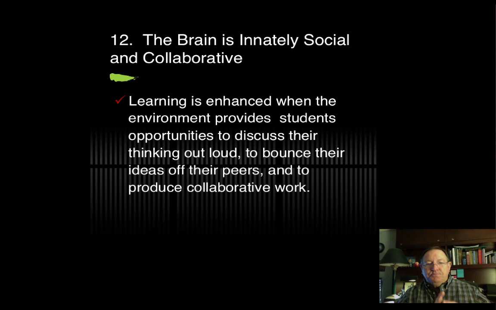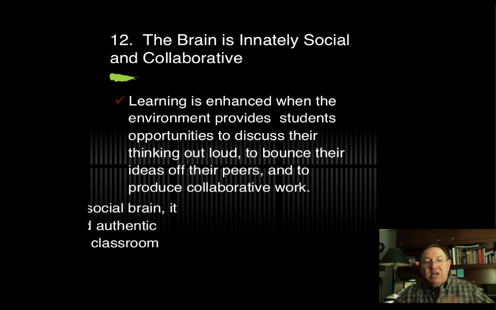The brain being social means that we need to provide social interaction ways for students to be able to discuss things out loud, to bounce ideas off, to work in collaborative learning. And I've tried to foster that in this class, about learning how to work and bounce ideas off one another as you're trying to solve some problems in this class and in the following class, where we'll be able to do some collaborative work.